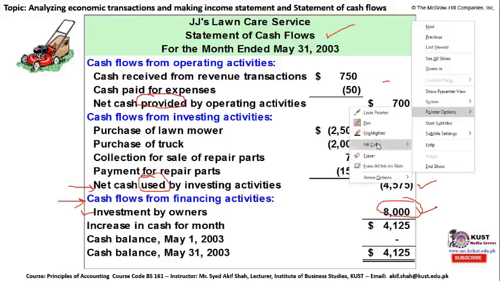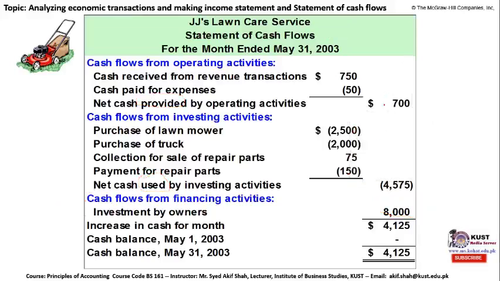After doing that, we have to sum up the final column in order to reach either an increase in cash for the month or a decrease in cash for the month. So 700 inflow, 4,575 outflow, and then 8,000 inflow. By simple mathematical operations, we come up with 4,125. No parenthesis, it means there is an increase in cash for this month.